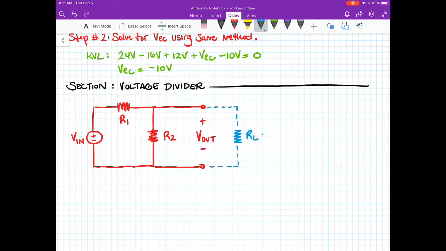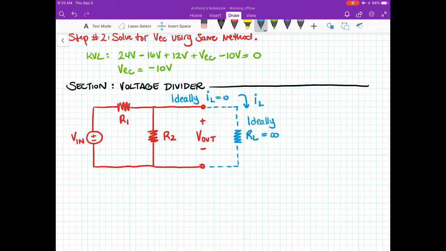But for now, we are going to use the ideal case. And in the ideal case, the load is infinite. And so ideally, I'll write ideally above it. Ideally, the load is infinite. And that also means that ideally, IL equals 0, where this is IL.